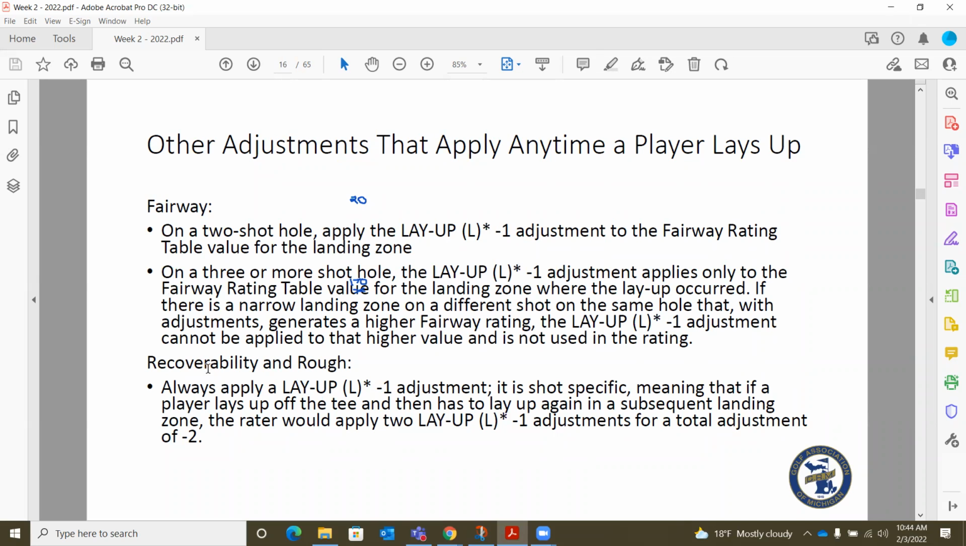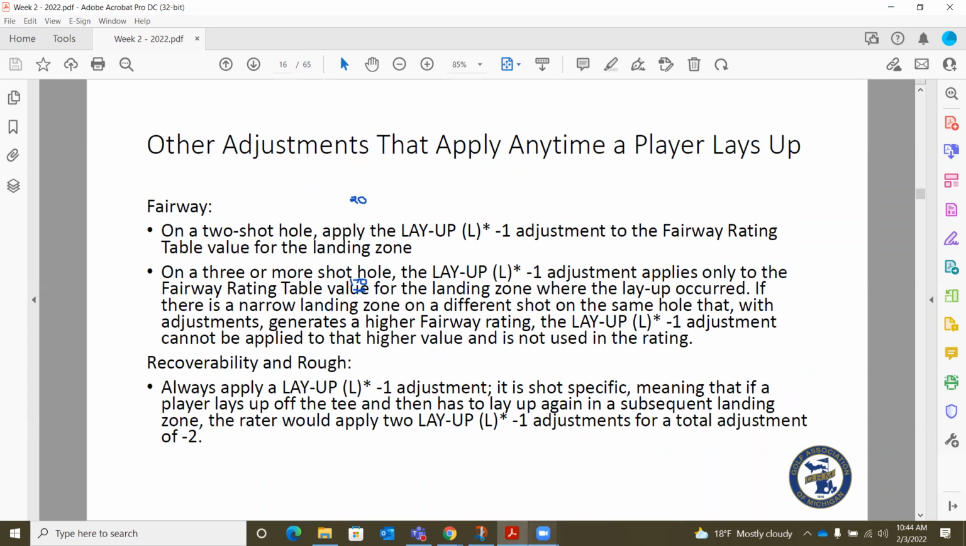Reading through this was interesting, as I learned something when I was preparing for this. It says here that this L adjustment for R&R is shot specific, meaning that if a player lays up off the tee and then has to lay up again in a subsequent landing zone, the rater would apply two L-1 adjustments for a total of -2.